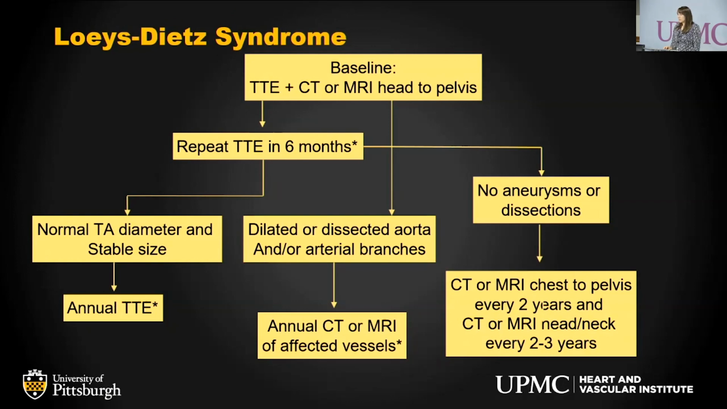For looking at the root specifically, they do recommend, again, a repeat follow-up in 6 months with an echo to see if it's stable in size in that time. If it is, then you can continue just to follow with annual echoes for the root. Granted, if you're already getting annual CTs or MRIs, you probably can forgo the annual echo.